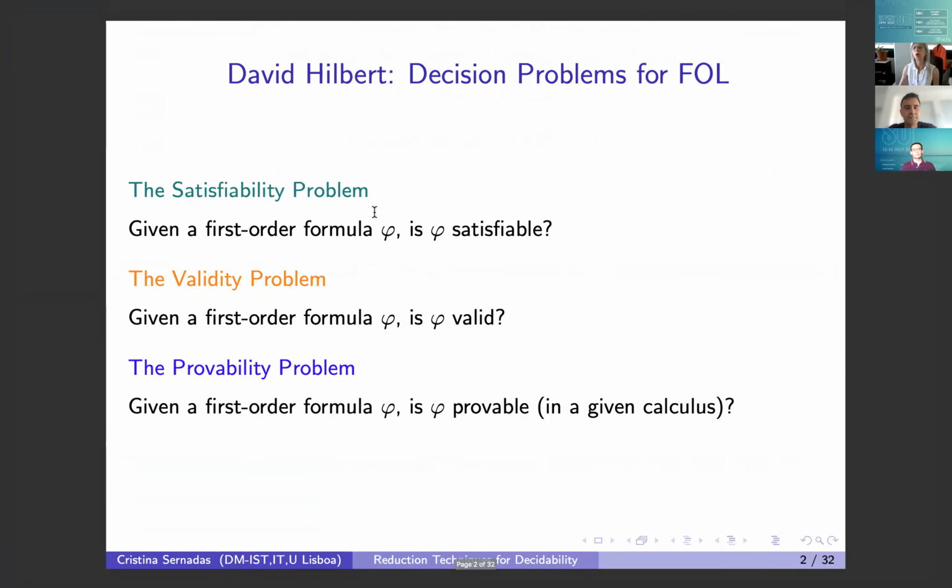So I'm going to talk about decidability of logical decision problems and also the decidability problems for combination of logics. So there are two pillars to the talk that I'm giving. The first one is David Hilbert, who actually proposed several logical decision problems in the context of FOL, namely the satisfiability problem, the validity problem, and the provability problem, all of them in first order logic.